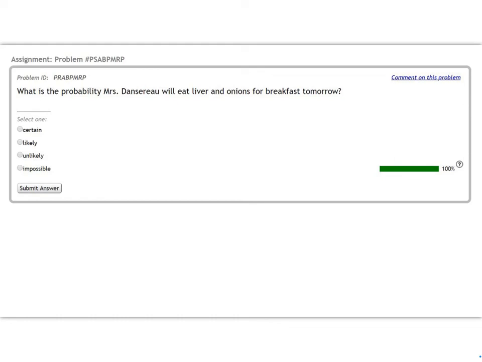And because there's a very, very small chance I would, we have to say that the probability that I would eat liver and onions for breakfast is unlikely.